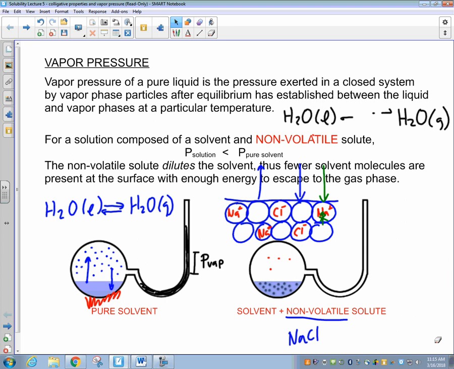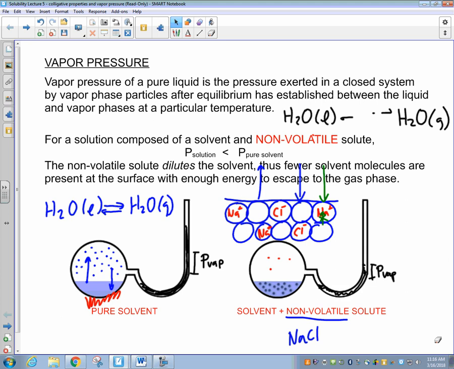Now, the net effect of this on the vapor pressure is that if there are fewer gas phase molecules, we would expect to see fewer collisions, and therefore the vapor pressure of our system should decrease in comparison to what it was originally. The big takeaway from this entire discussion is that the net effect of dissolving a non-volatile solute into a solution is to lower the overall vapor pressure of the solution.